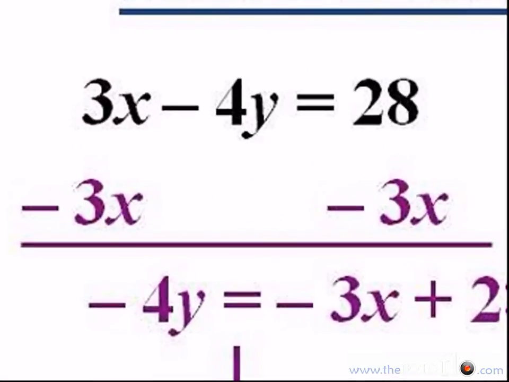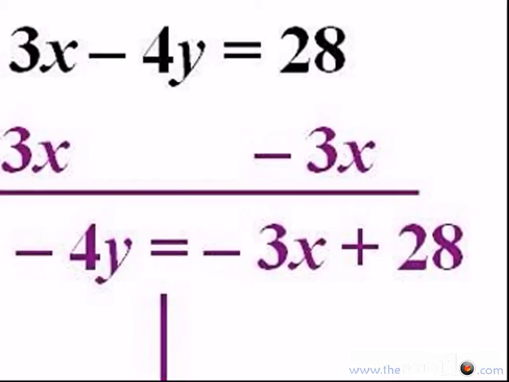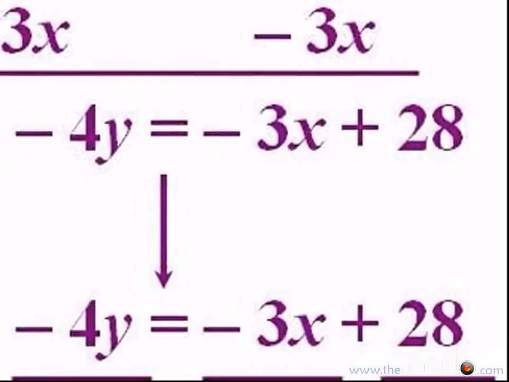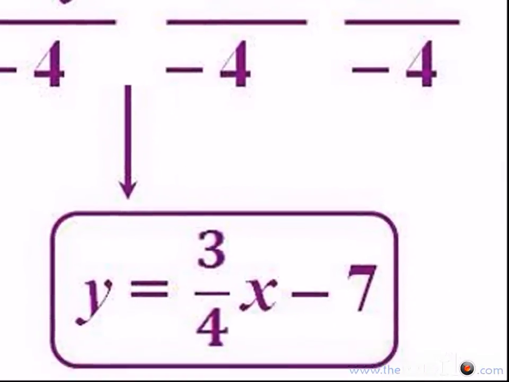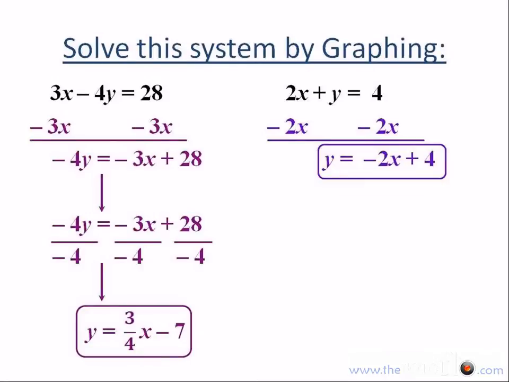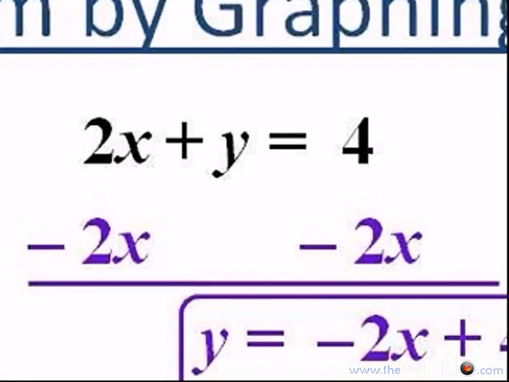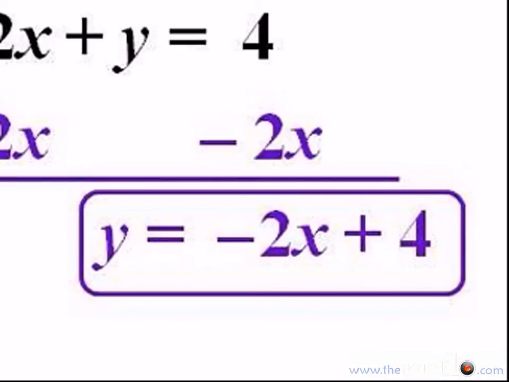In the first equation, we subtract 3x from both sides in order to isolate the term containing y. Then, we divide each term by -4 in order to solve for y. The first equation is now in slope-intercept form. In the second equation, we subtract 2x from both sides in order to isolate the term containing y. Once this has been done, y is by itself. So the second equation is now in slope-intercept form.